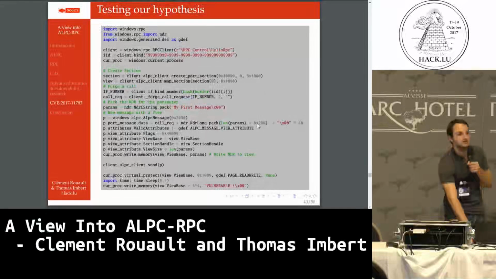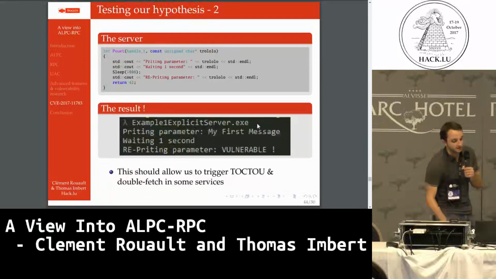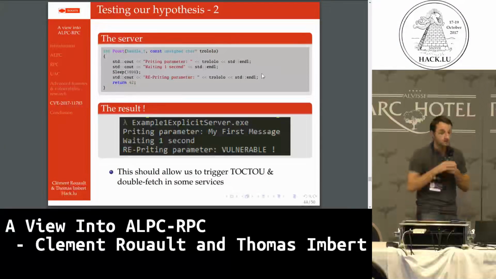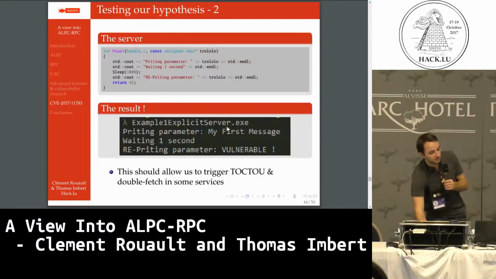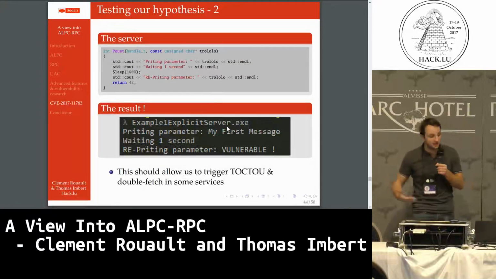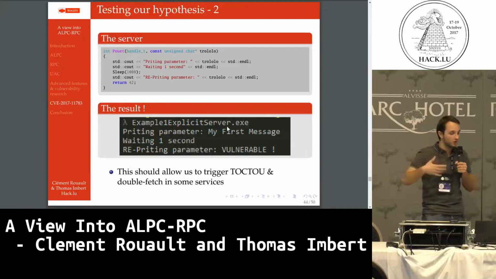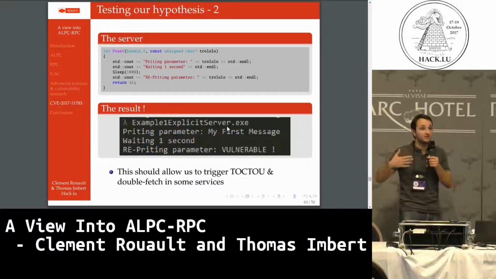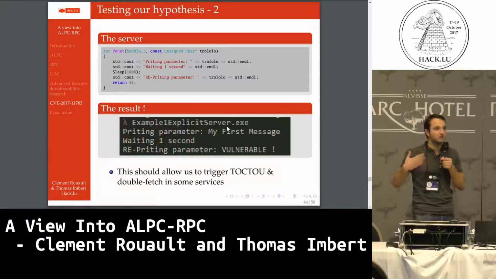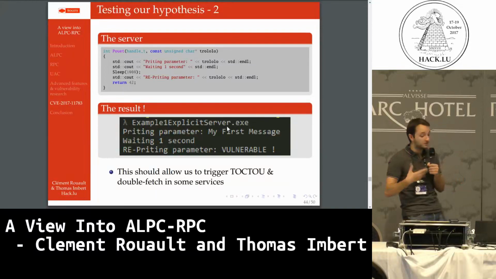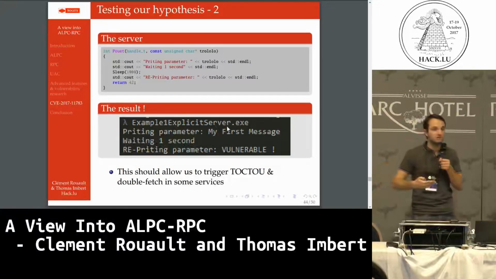And what does this exploit do when we try it again, the Pret method, is that indeed we are able to change the parameters. As you can see, the first print is my first message as expected, but after waiting 1 second, when we print the parameters again, it's a different parameter. So you have a function that has 2 different parameters at two different times during the function call. And it's not normal at all.